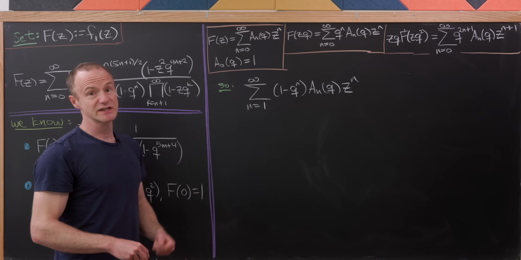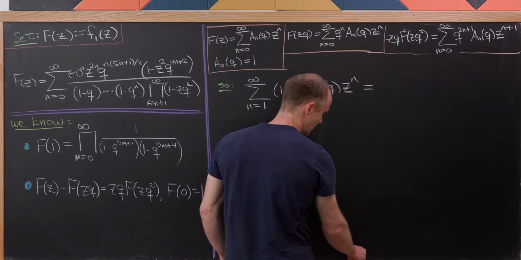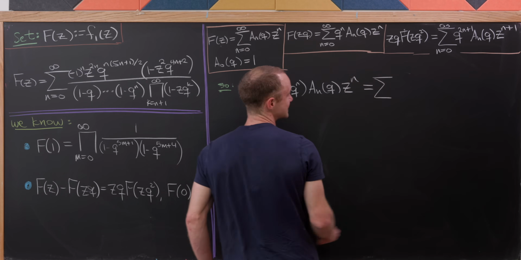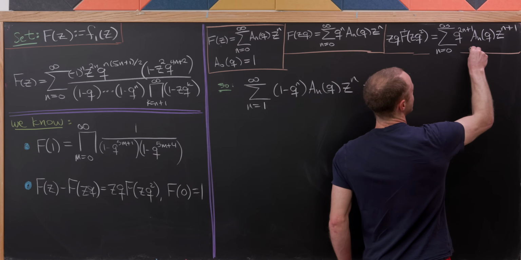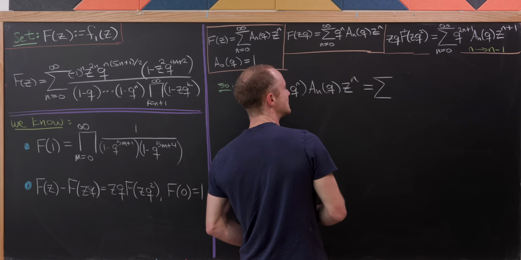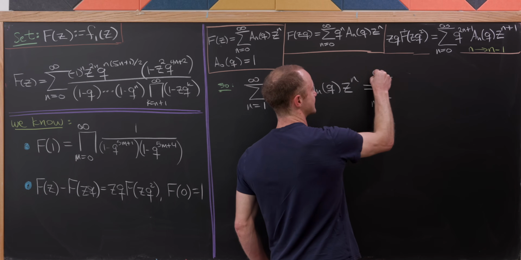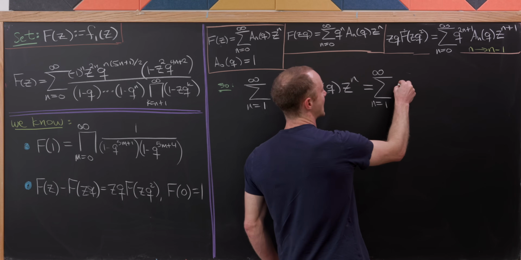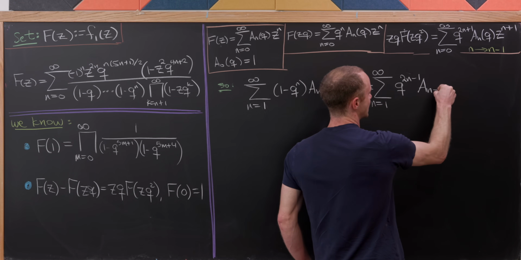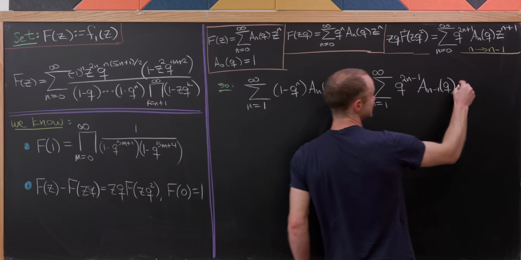And then let's write down the right-hand side. But as we write down the right-hand side, we're going to re-index. So I'm going to re-index this thing by taking all of the n's and replacing them with n minus 1. So that's going to change our starting point from 0 to 1. So now I have the sum as n goes from 1 to infinity. And now this is going to be q to the 2n minus 1, a sub n minus 1 of q. And then we'll have z to the n.